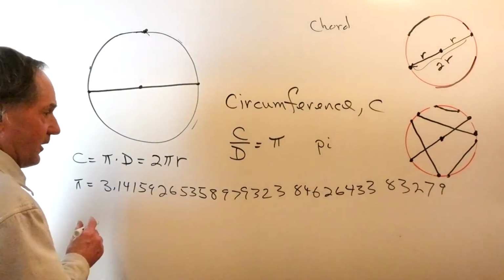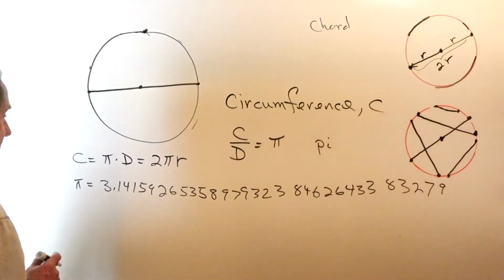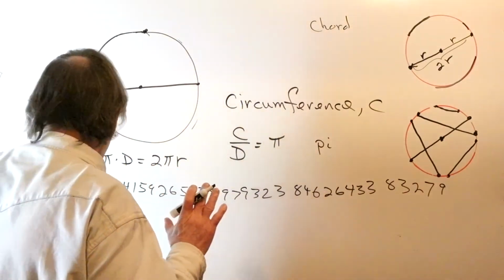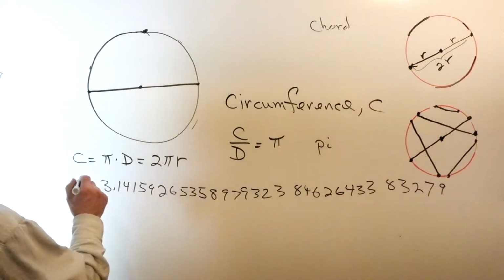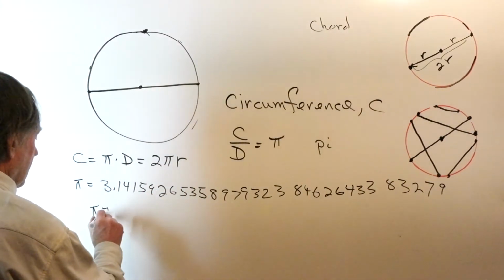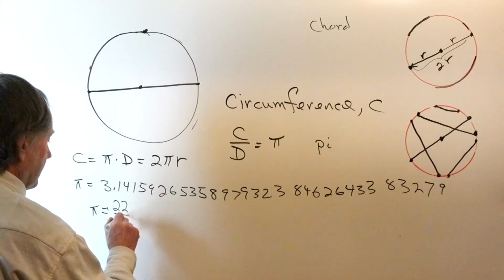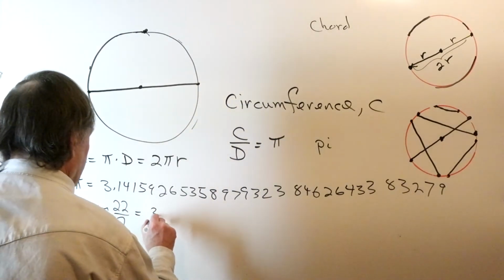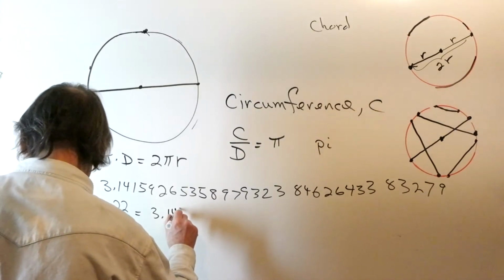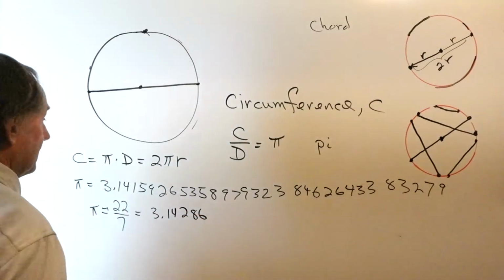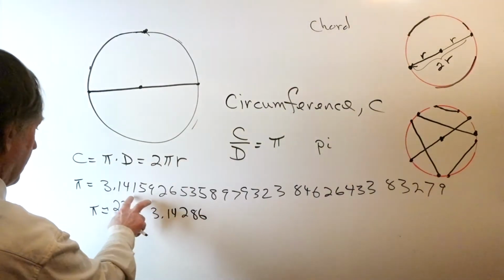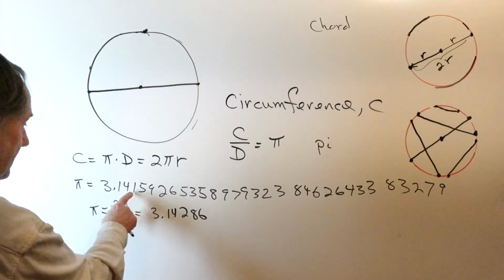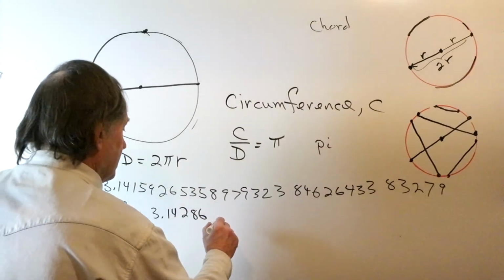Now, we don't need to have that kind of accuracy for pi, but there are 2 approximations to pi that are very useful. Pi is approximately equal to 22/7. 22/7 is 3.14286. So this is high. You can see that it's larger in the 3rd decimal place than the actual value for pi.